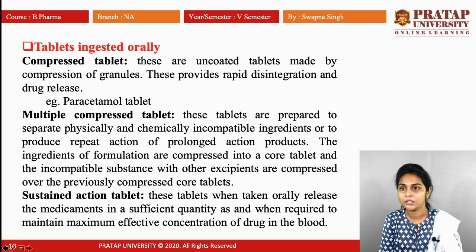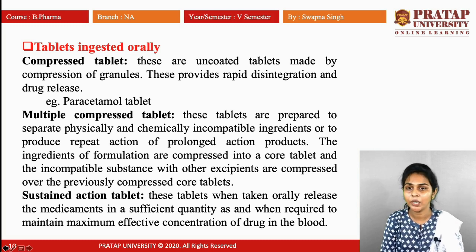So let's start with tablet ingested orally. In this class, first one is compressed tablet. These are the simple uncoated tablets made by compression of granules. There are 2 types of methods for tablet manufacturing. First one is wet granulation and second one is dry granulation. So granulation is a simple technique for manufacturing. If we compress the granules, we can produce the compressed tablet or uncoated tablet.